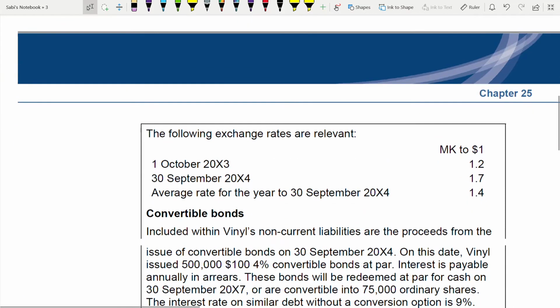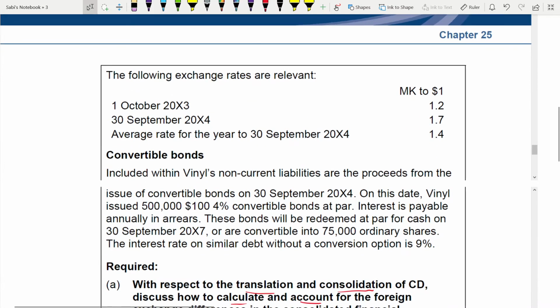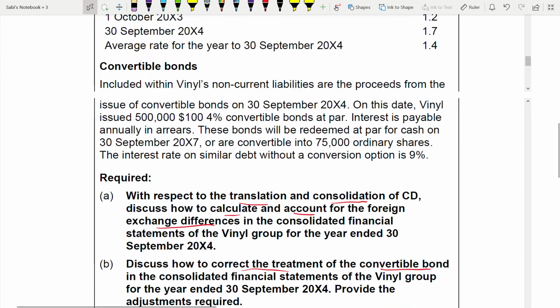And you have been given the rates: 1.2 opening, 1.7 closing, and 1.4 average. Average will definitely fall between the opening and the closing rate only. Now convertible bond, we can cover it later. We are not going to read it now, we'll do that when we attempt part B. Now let us do part A.